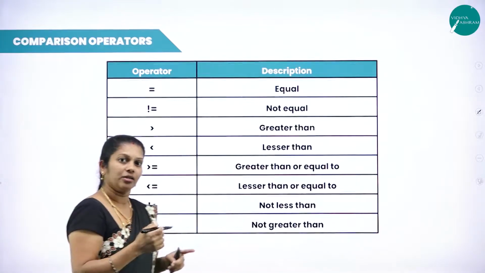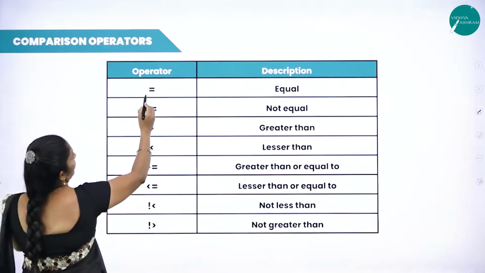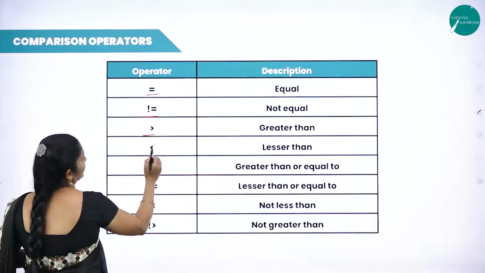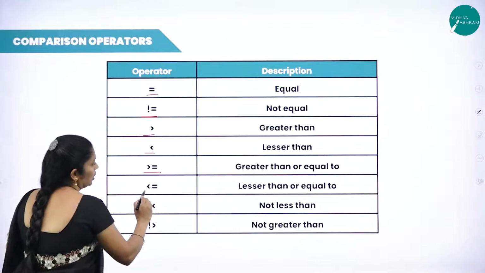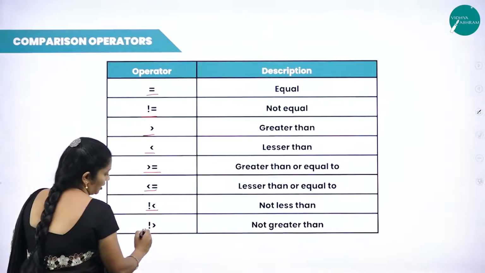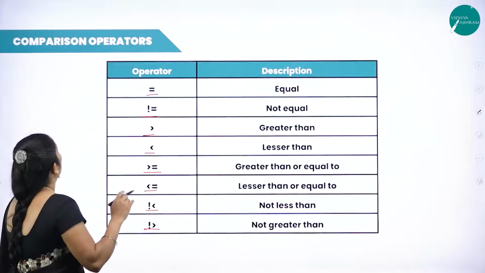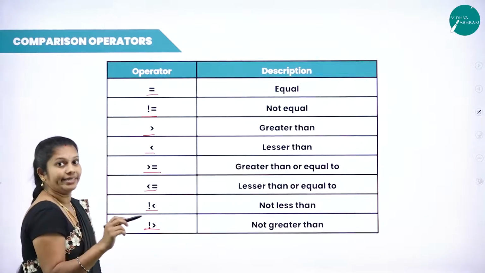In the same way, here also the comparison operators are equals to, not equals to, greater than, less than, greater than or equals to, less than or equals to, not less than, not greater than. These are the few comparison operators.